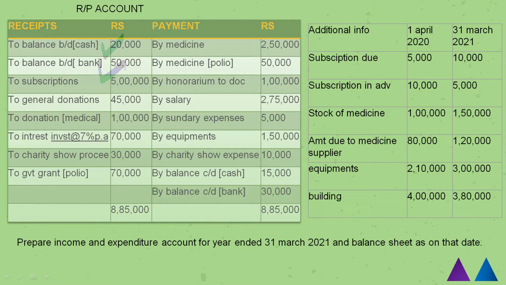So here, we'll add this cash and bank balance. That's the opening cash and bank balance, which is obviously going to be last year's closing cash and bank balance. Then we are going to add all this additional information that's given here: subscription due, subscription in advance, stock of medicine, amount due to suppliers, equipments, building.